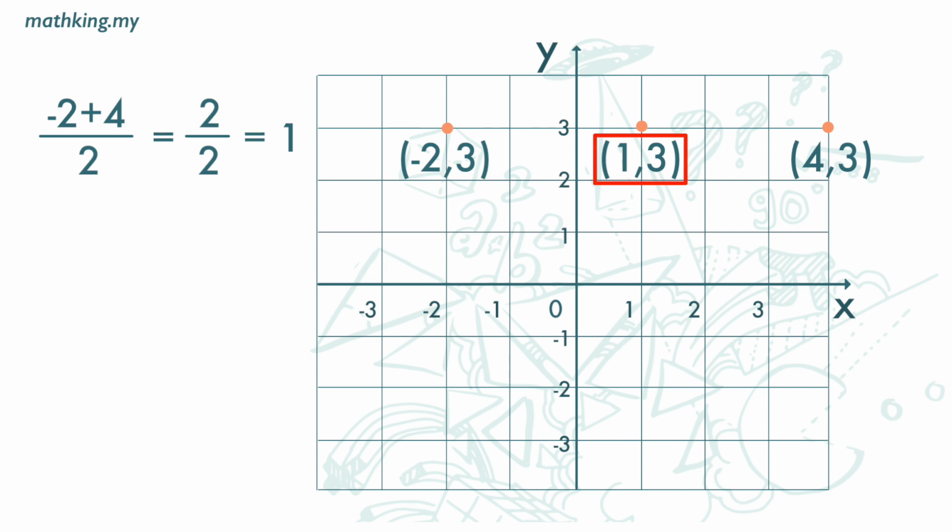So in general form, to get the midpoint of the x-coordinate, we add up the x-coordinates, x1 plus x2, and then divide it by 2.